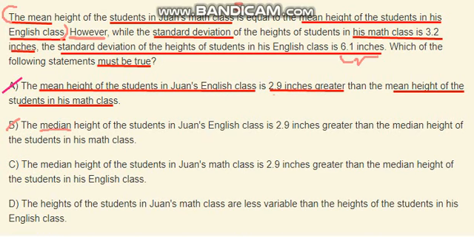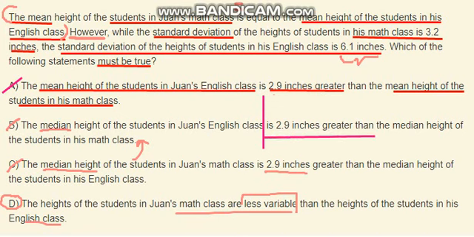Finally, the last two answer choices. C, the median height is 2.9 inches greater. So again, this is the exact same, which leaves us with only one answer choice, D, the heights in math class are less variable than the heights in his English class. And this makes sense, because again, standard deviation is, if this is your mean, let's say your mean is this one single point, standard deviation is how far you are away from that mean.